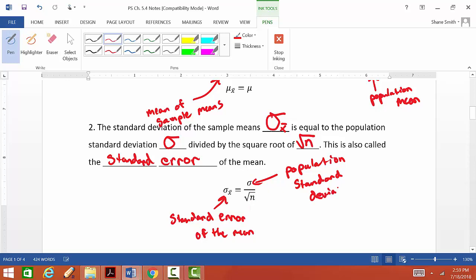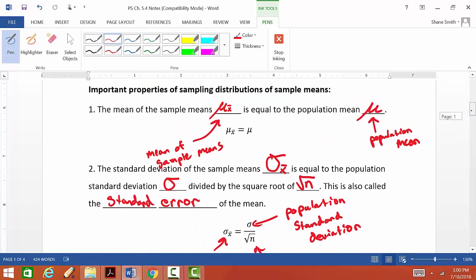And if you think about it, n is the sample size. If my sample size increases, I'm dividing by a larger number. And if I'm dividing by a larger number, then that means my population standard deviation, which is always the same, is going to be divided by a larger number, and therefore my standard error goes down. So as my sample size increases, my error decreases, which makes sense because if your sample size is large, then you are getting more information from your population, and therefore your standard error of the mean is going to decrease.